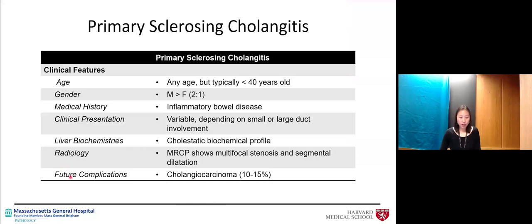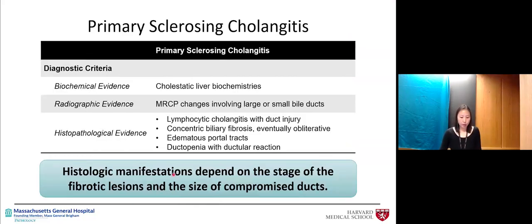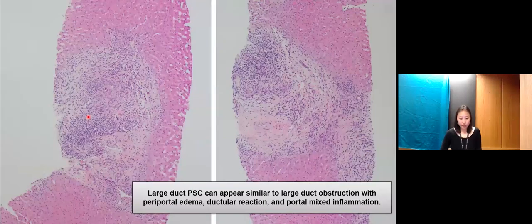But one thing that I want to talk about is how we make this diagnosis. Because again, we can have biochemical evidence, radiographic evidence, and histologic evidence. But when we talk about histologic evidence for PSC, we have to remember that the histologic findings that we see depend hugely on the stage of the fibrotic lesions as well as the size of the compromised ducts. So not all PSC patients will have affected ducts of the same caliber. And knowing what caliber ducts are being affected can really drive the histology that we expect to see on our biopsies.